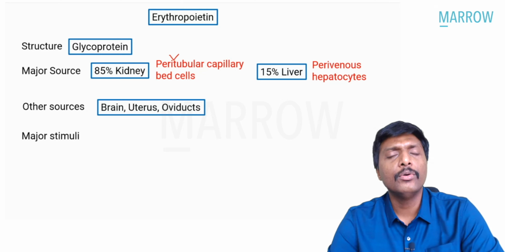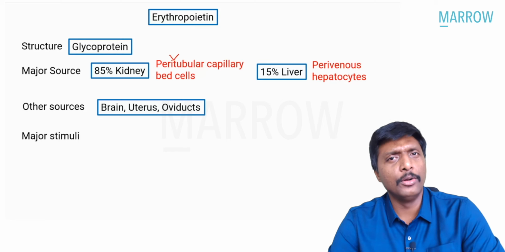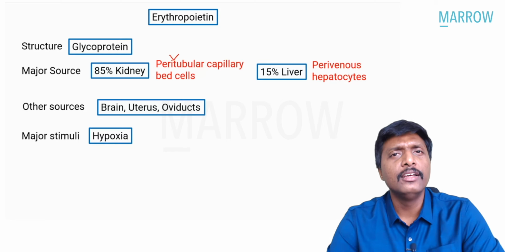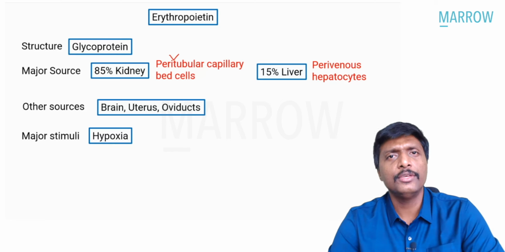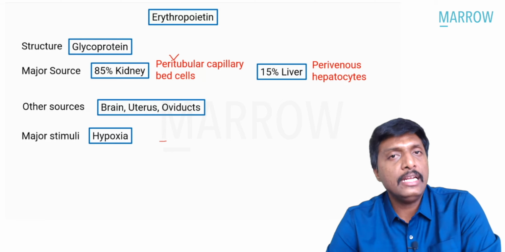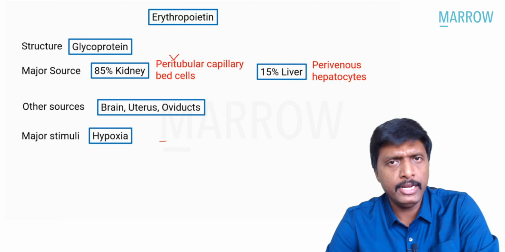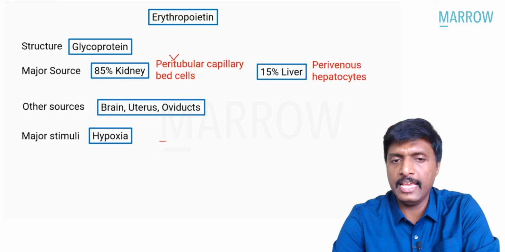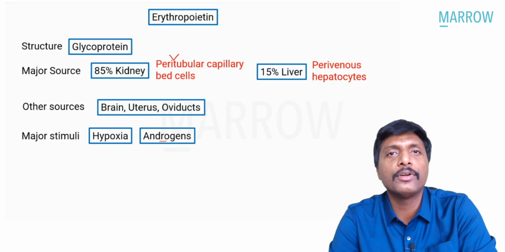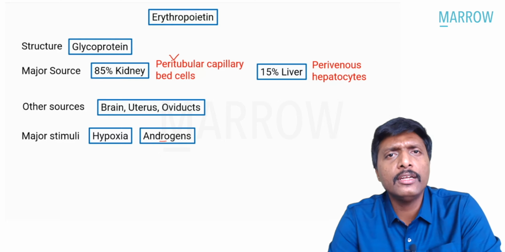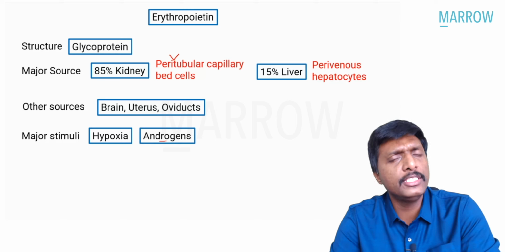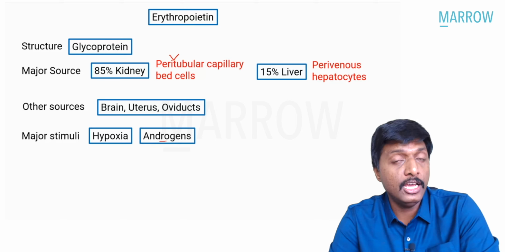Next, what is the major stimulus? You all know, definitely it should be hypoxia. Whenever there is hypoxia, you definitely need erythropoietin. Why? Because of its action. The next major stimulus: we all know, guys, men tend to have more RBCs. Why? What is the reason? The androgen, testosterone. It stimulates erythropoietin and erythropoiesis, so the RBC number will increase. So other than hypoxia, also remember androgens.